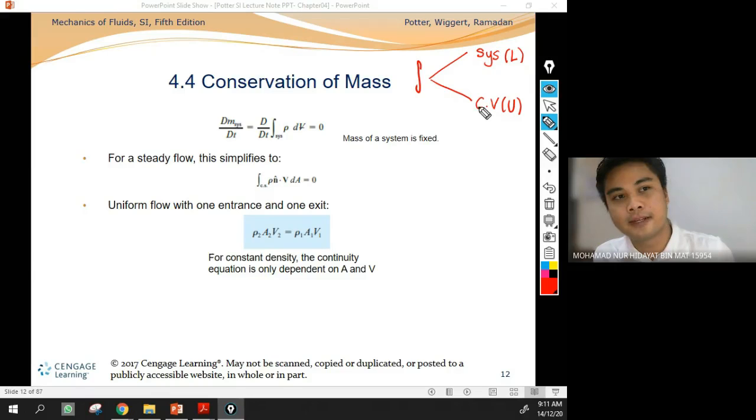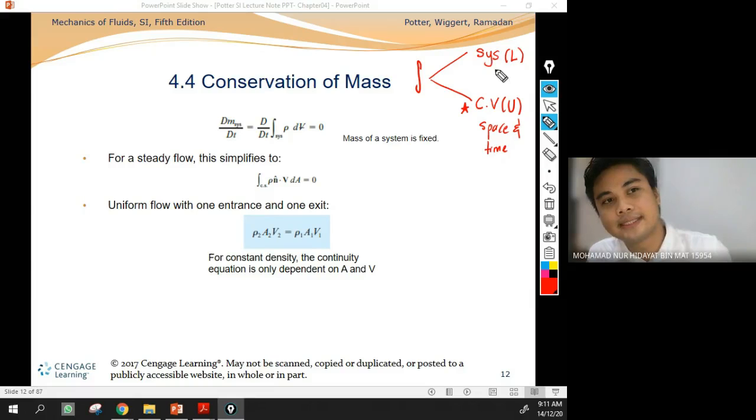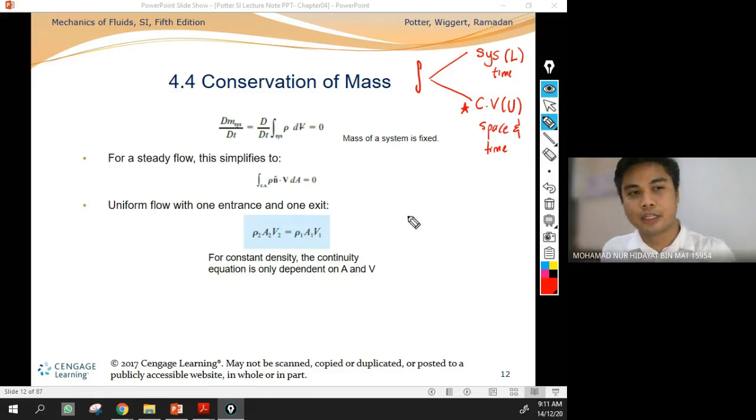Normally, scientists prefer this to be expressed in terms of Eulerian, which is space and time. This one is considered only time, I mean the time derivative. This is considered of time derivative and the space, which is the X, Y, and Z location. So normally engineers or scientists prefer to express the system converted into control volume, which is space and time.